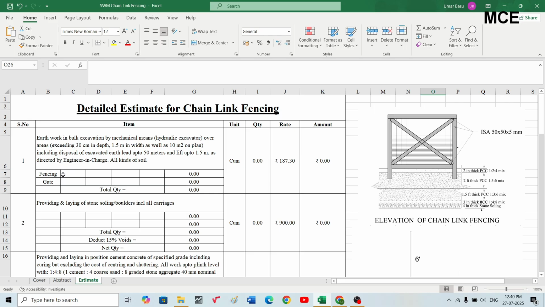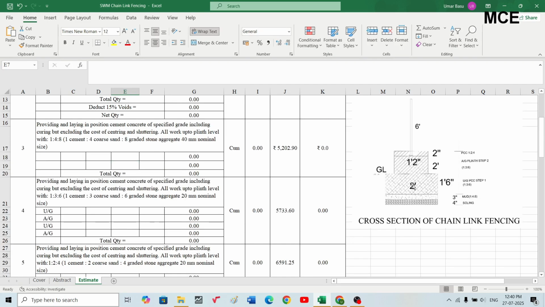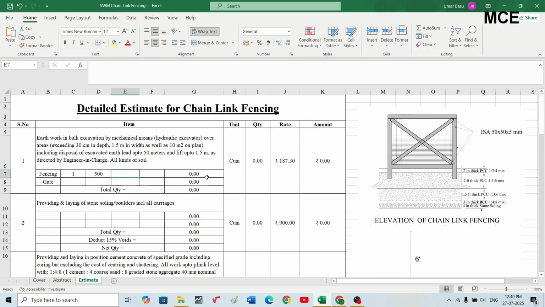The first excavation which I need is for the fencing, that is, its length is 500 meters. So 1 is number, 500 is length, and the bottom width which we require is 2 feet at the bottom. That is for the underground step, but we will increase this because excavation should be more, so we will increase it by 4 inches on both sides. So if 2 feet is equal to 0.6 meter, and if I add 8 inches to it, it will be 0.8 meter. That is 2 feet and 8 inches.